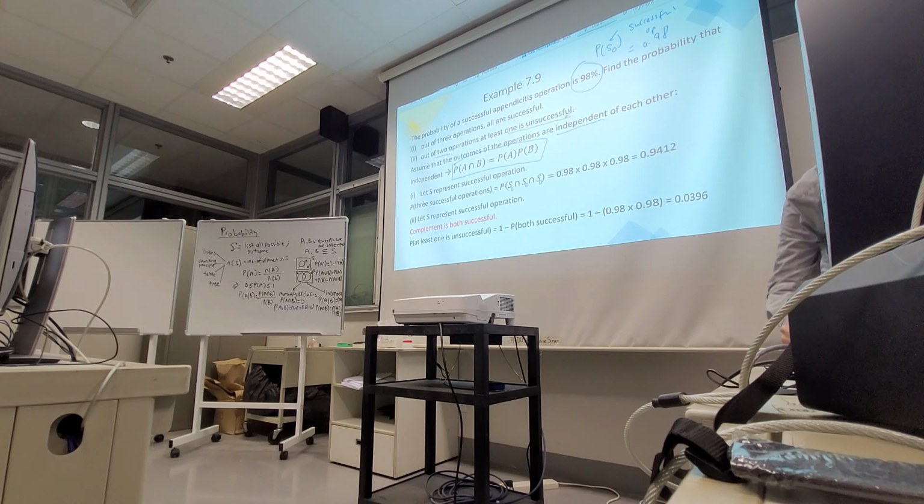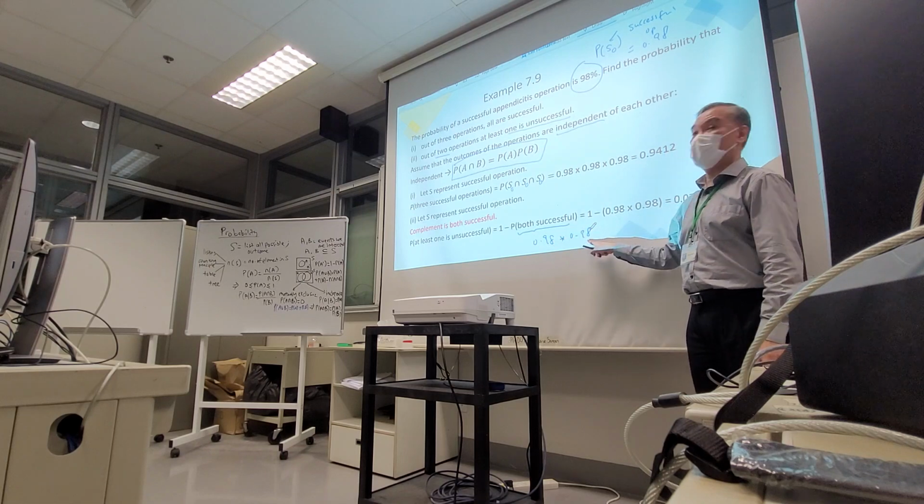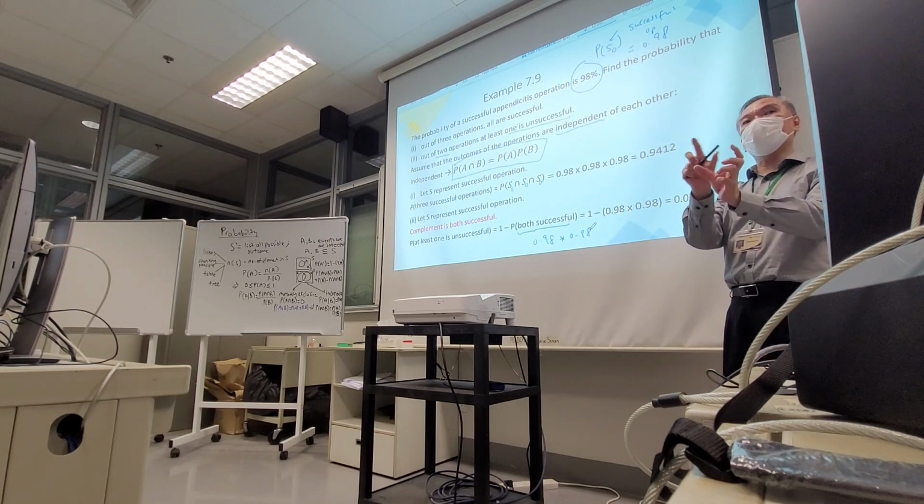Okay, so which means what? It means that you're going to calculate the probability that both are successful. So the probability of both being successful is going to be 0.98 times 0.98, correct? So both successful is 0.98 times 0.98. Yeah? Because they have to occur consecutively.